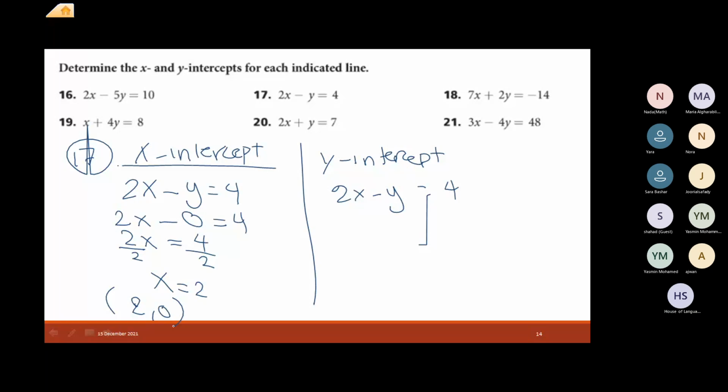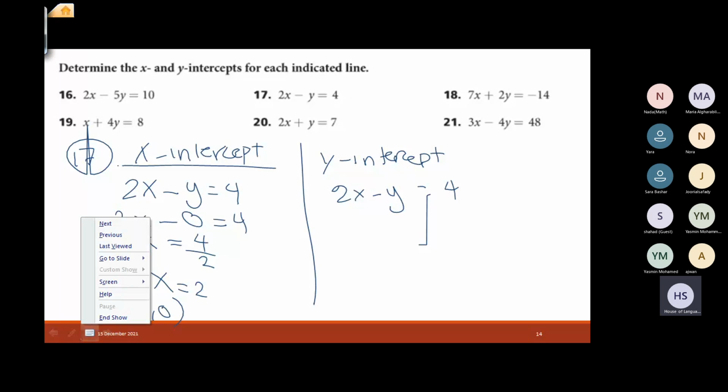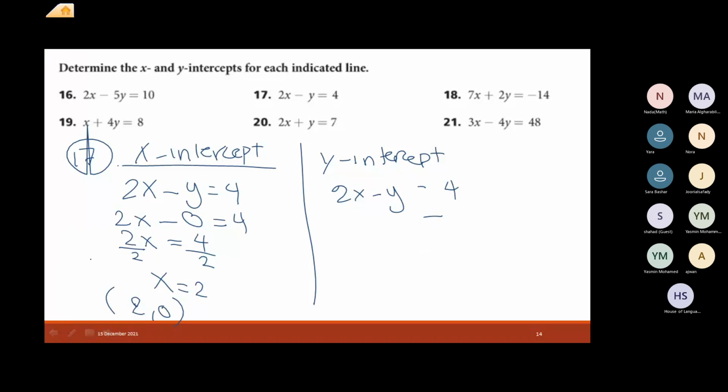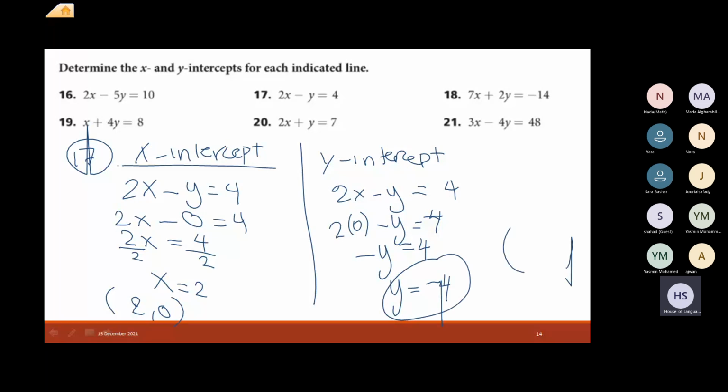Another one. For the y-intercept, x is 0. 0 minus y equals 4. Don't forget the negative. Negative y equals 4. So y equals negative 4. So the point will be 0, negative 4. Thank you so much. That's it.